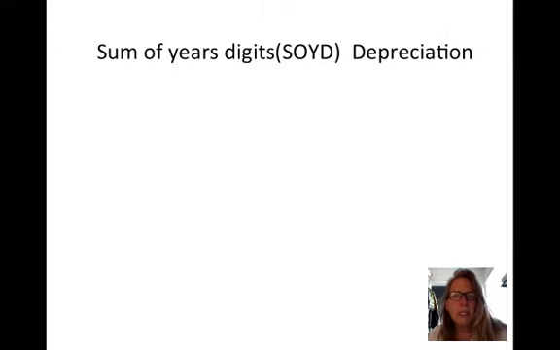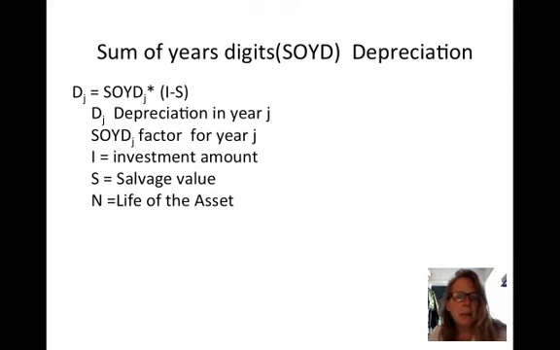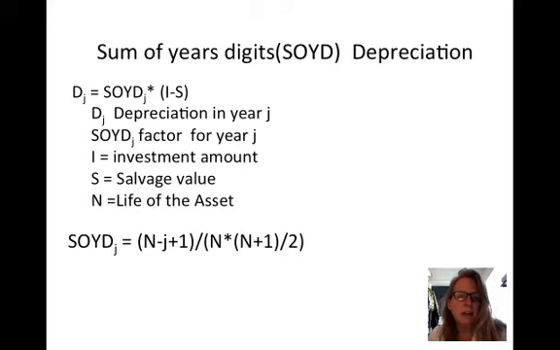Sum of years digits is written as taking the depreciation in any year j equal to the sum of years digits factor for that year times the difference between the investment and the salvage value. And the sum of years digits factor is equal to n minus j plus 1 over n times n plus 1 over 2. That's very complex, but it's really not that complex.